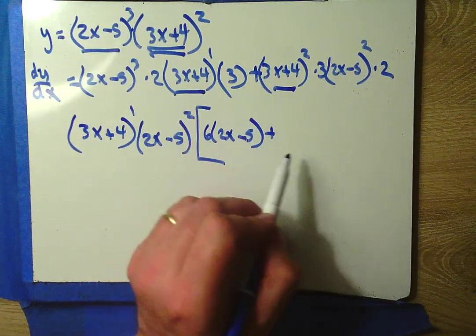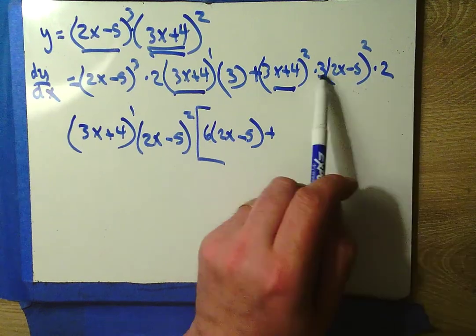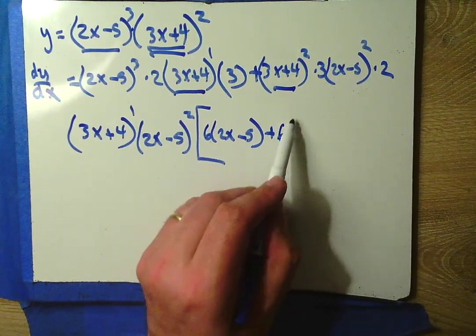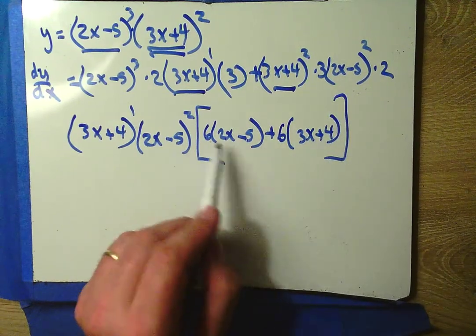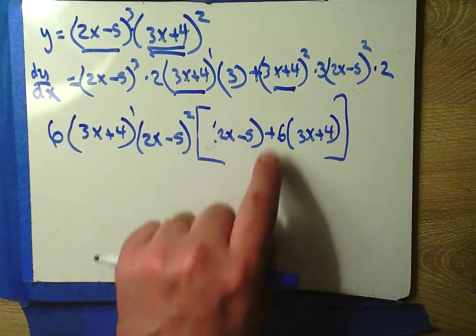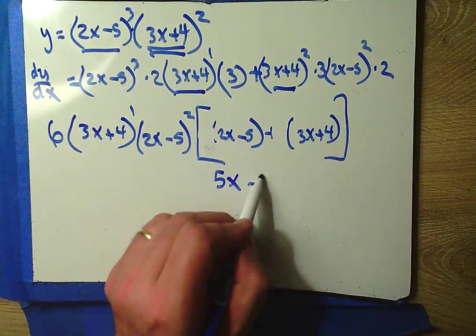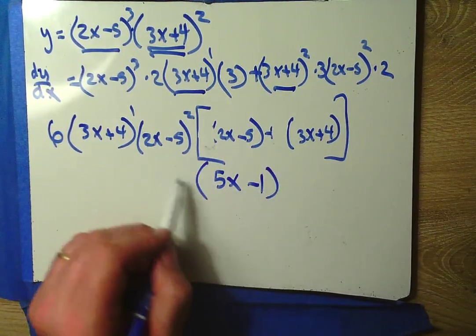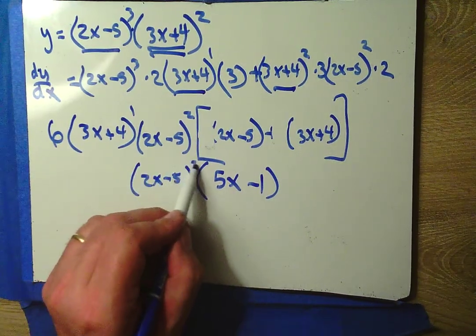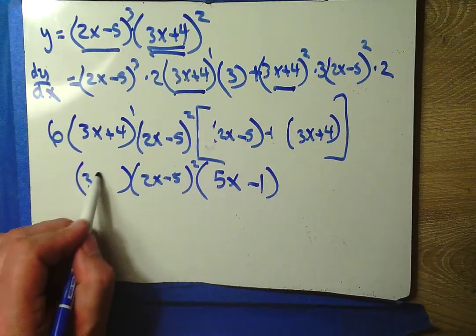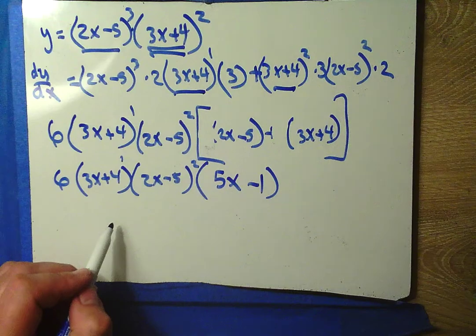Then our plus sign. We took out one of these, we took out both of these, we still have the 3 times the 2. Ooh, I guess I can pull out a 6 as well. And so when I combine like terms, I get (5x minus 1) times (2x minus 5) times (3x plus 4) times 6.